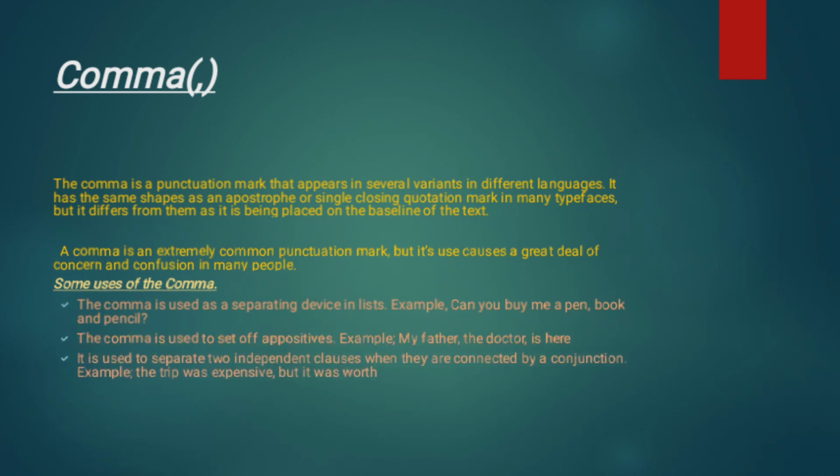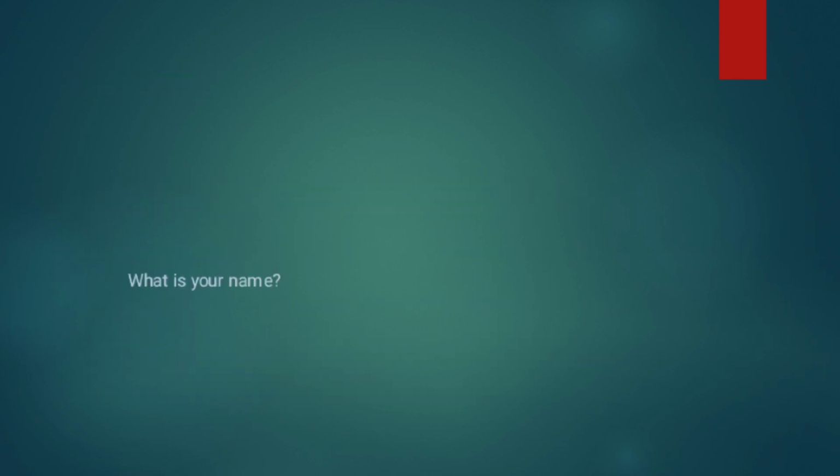It is used to separate two independent clauses when they are connected by a conjunction. Example, the trip was expensive, but it was worth it. You can see that it's separating the two sentences. It's used to separate question tags. Example, you don't like eggs, do you? So you can see that you don't like eggs is the statement, and do you is the tag, and they are being separated by the comma.